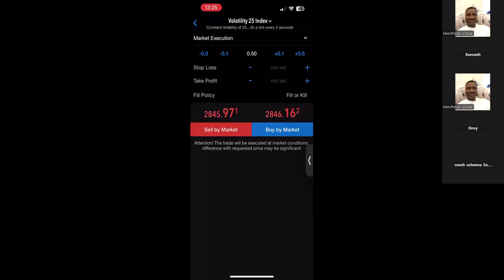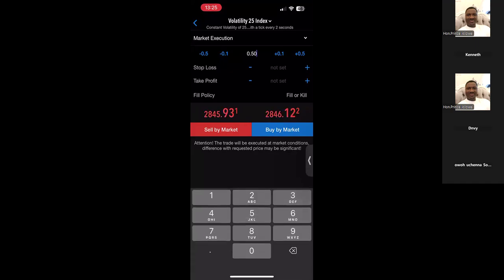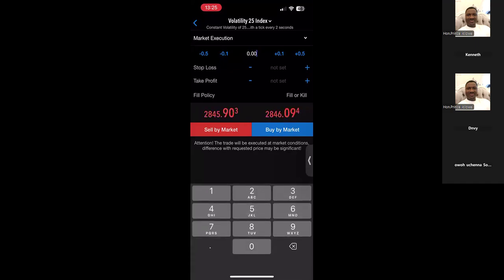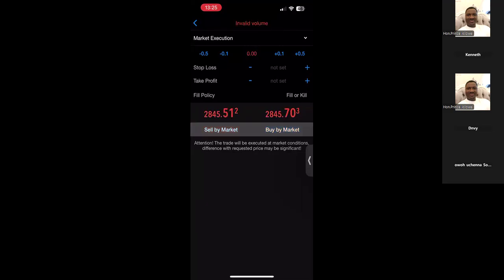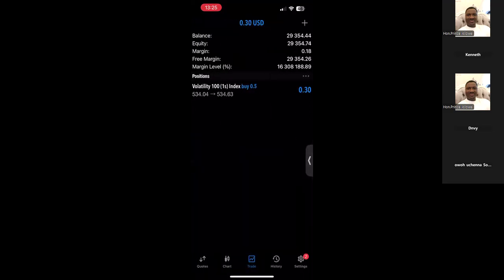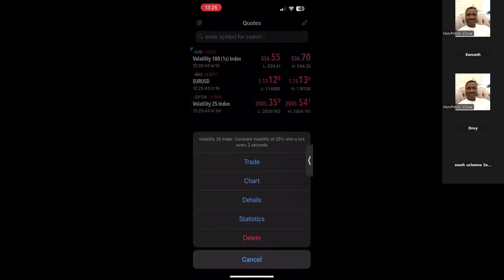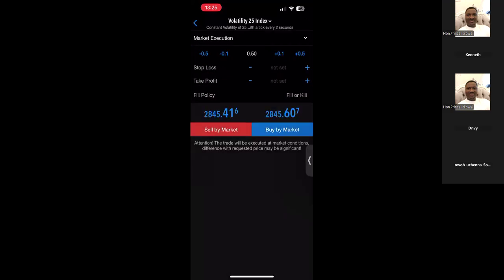Intentionally go back to your MT5. Just type any figure. You can type 0.000, then click buy or sell. It will show you invalid. Then go back to that same trade. Click again, click trade. You've seen the lower one, this is the lowest lot size. So if you want to use the lowest lot size, I can click, this is the lowest.